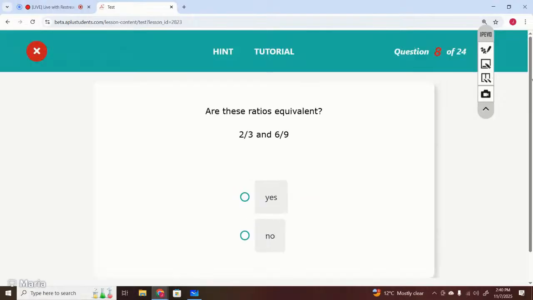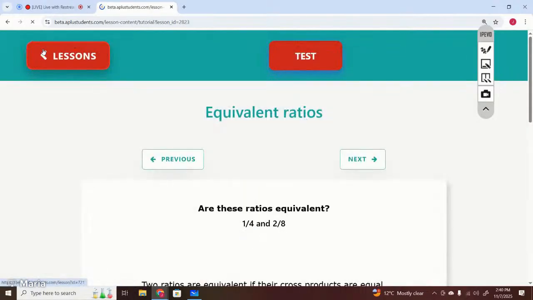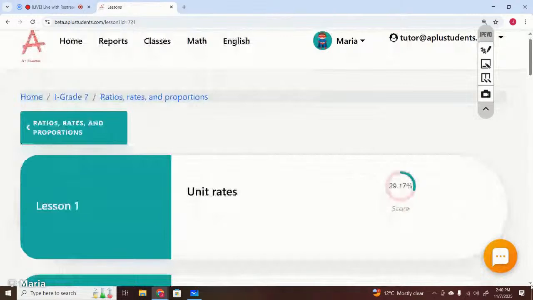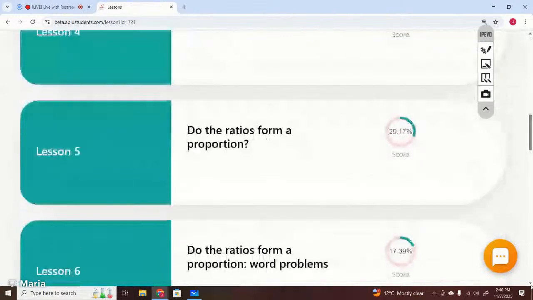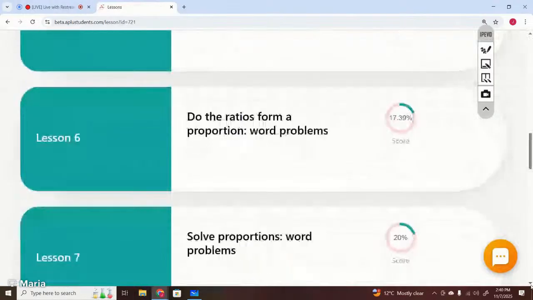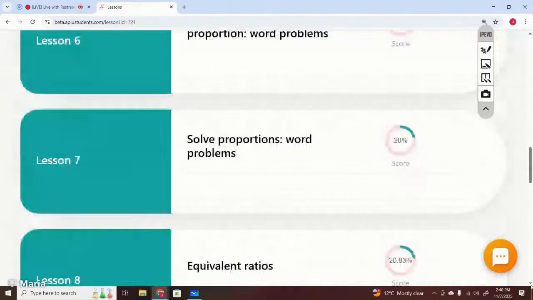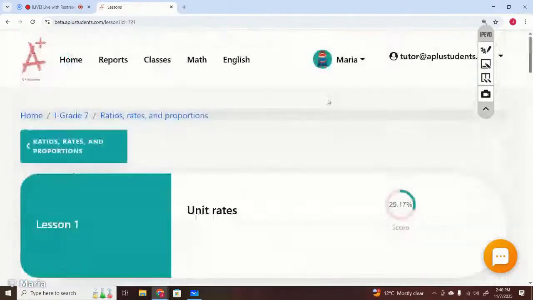Okay, you can complete the lesson by yourself later today. So we were working on grade 7 math. The chapter we were working on is ratios, rates, and proportions. The lessons we have covered: do the ratios form a proportion, solve proportions, word problems, and equivalent ratios. So please make sure to attempt these questions for the lessons we just did.